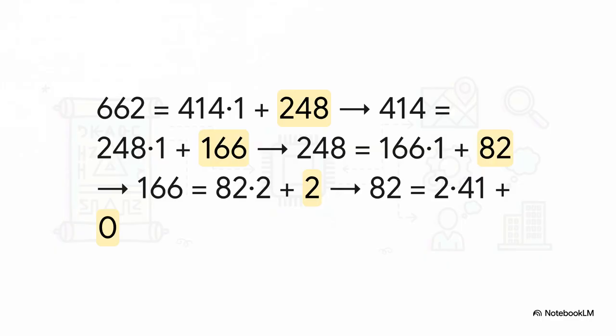Okay, let's actually try it out with 662 and 414. First, we divide 662 by 414. That goes in once with a remainder of 248. Cool. Now we ignore the 662 and use 414 and 248. Divide 414 by 248. That gives us a remainder of 166. See the pattern? We just keep going using the last 2 numbers, chasing those remainders down and down until we finally hit 0.